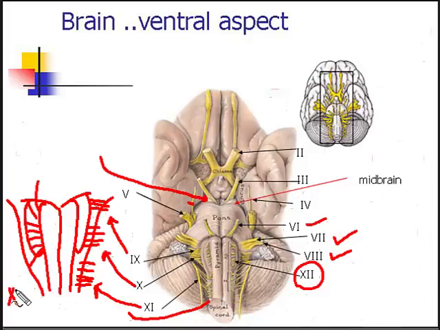So this order you must know, and you can see that the 12th cranial nerve is more medial, whereas the 9th, 10th, and 11th are more lateral. And this is important for you to remember when you take sections.